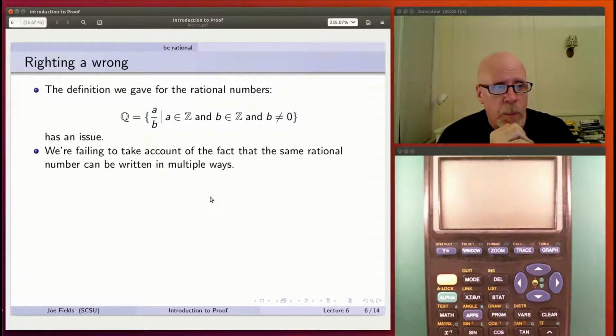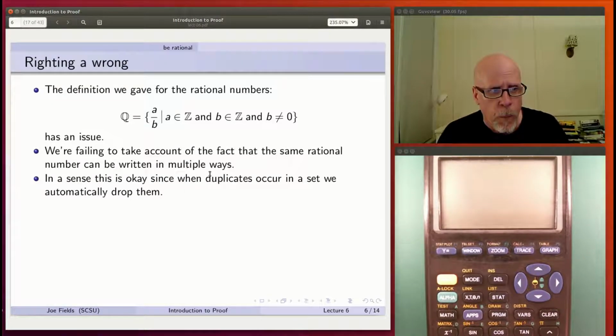So what's the problem? We're not taking into account the fact that rational numbers can be written in multiple ways. Like I can have 1 over 2, or I could have 3 over 6, or 500 over 1,000. You know, there's infinitely many ways to write a half. And every rational number is like that. If you think about just the number 0 as a rational number, it's going to be 0 over anything at all. Right? So any number could be in the bottom.